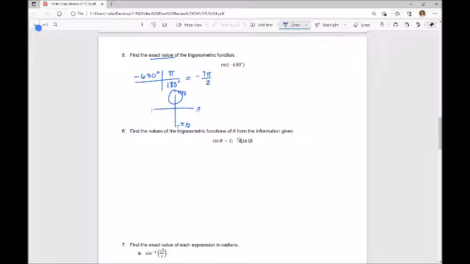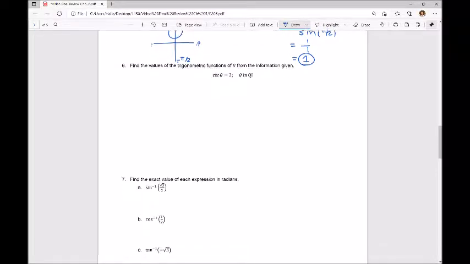So cosecant of negative 630 degrees is actually the same as cosecant of pi over 2, which is 1 divided by the sine of pi over 2, which is just 1 divided by 1, which is 1. So that is how we find the exact value.